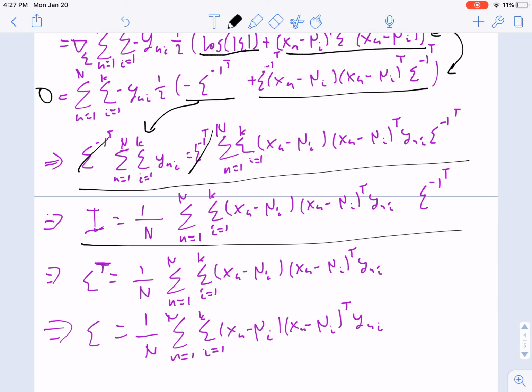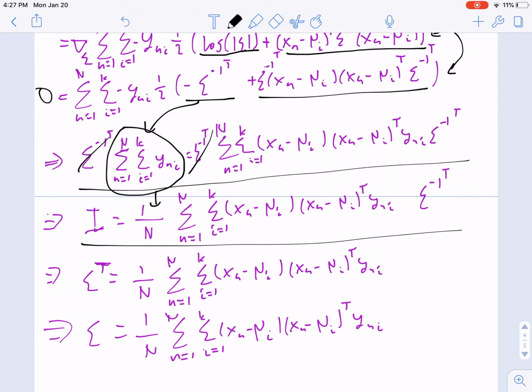Note here that the sum over all data points over all classes of y_ni, as we discussed earlier, is just the total number of data points, because y is a one-hot vector. If you sum up over all classes its elements, then you're just going to get 1, and then if you sum 1 over all data points, you're going to get n. So we go ahead and divide both sides by n. That's how we get this here.